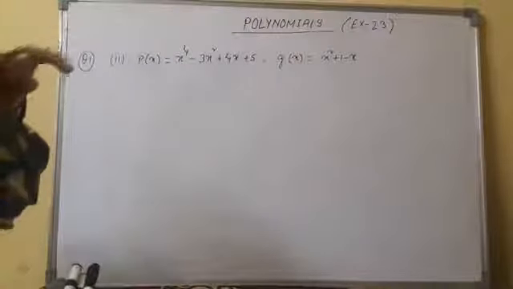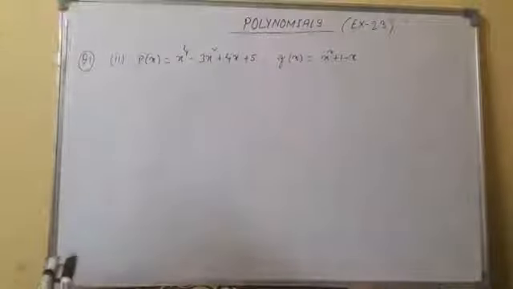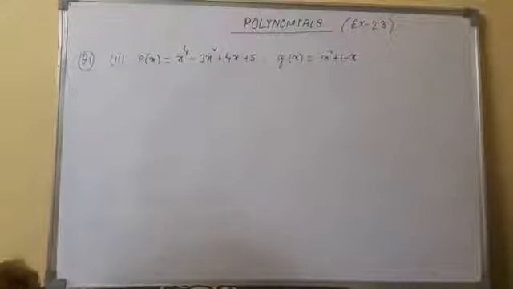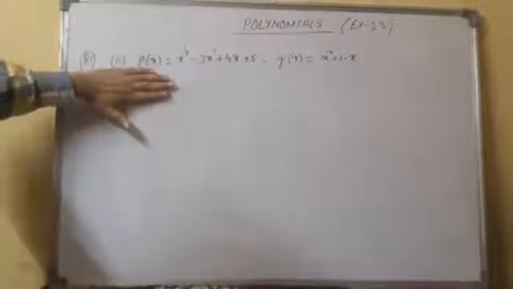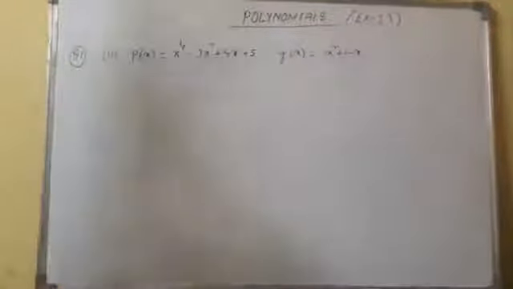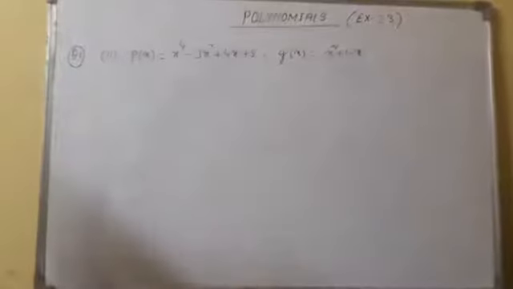So today we are going to solve exercise 2.3 polynomials NCERT. So in question 1, two polynomials are given, px and gx. We need to find out the quotient polynomial and remainder polynomial. So how to do this? So just by long division method, what I am going to do is we will divide px by gx.